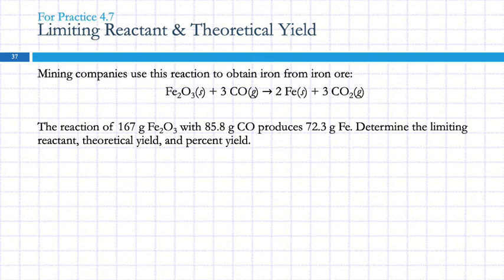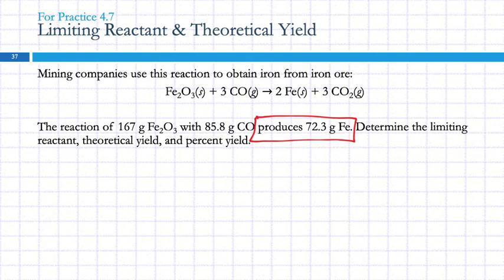Here's another one that's giving us masses of two products. It's saying that this reaction produces 72.3 grams, and it's asking for the limiting reactant, the theoretical yield, and the percent yield. I'm not going to actually do this problem because it's very similar, and we have other things we need to do as well.